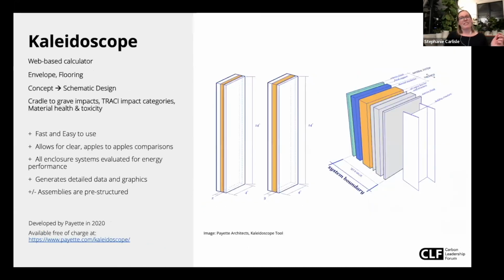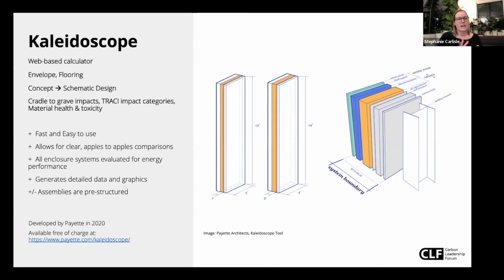The third tool I wanted to show is totally different. If the flashing screen of Grasshopper scripting was a little overwhelming, Kaleidoscope is a typology-based tool. It is a free-to-use web-based calculator. This tool aims to give people information much earlier in the design process, and is really good at targeted LCA studies. Right now they've built modules for envelope comparisons and for flooring.